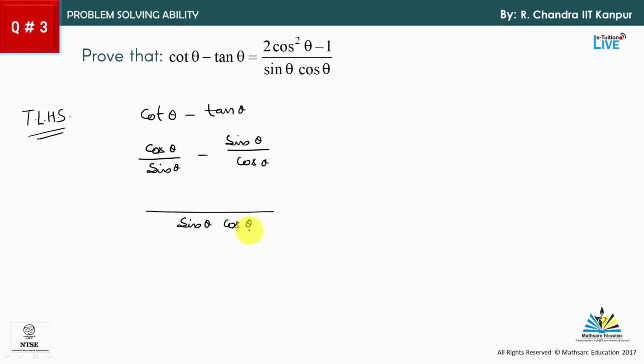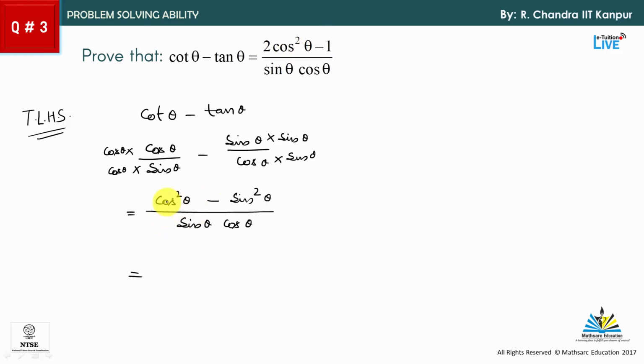So to have sin theta into cos theta, we need to multiply by cos theta, numerator and denominator. In the same way, to have sin theta and cos theta in the denominator, we need to multiply by sin theta and sin theta. So what we are getting here, cos theta into cos theta is cos square theta minus sin square theta. So we have this relation. Now you need to understand that the denominator is sin theta cos theta, which we have already achieved. We need to get 2 cos square theta minus 1 at the numerator.